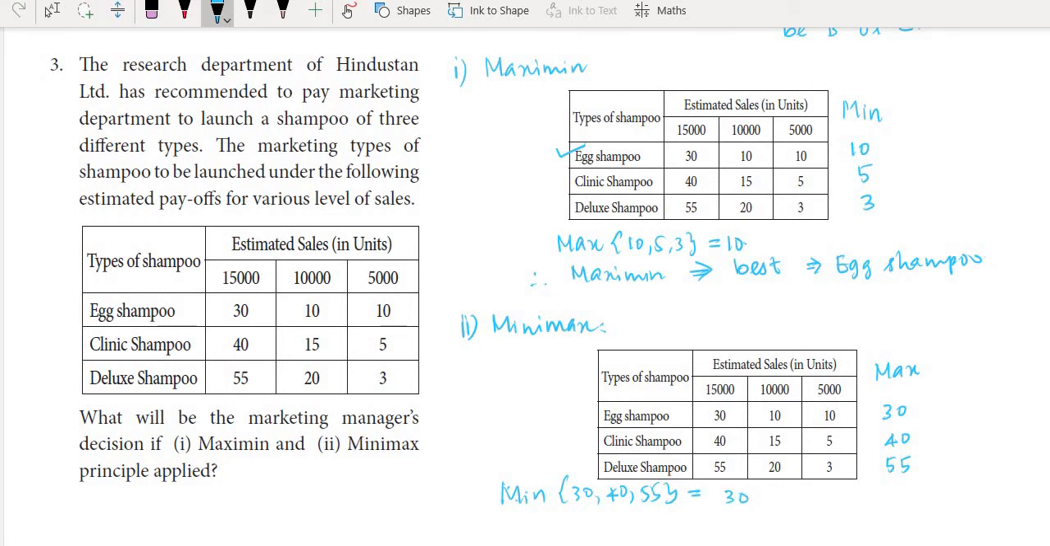So we have to take the maximum value for each shampoo. Among those maximum values, if we take the minimum, it is 30. Again it is egg shampoo. Therefore, according to minimax strategy, the best shampoo variety which can be manufactured is nothing but egg shampoo again. So we can recommend the marketing manager to choose egg shampoo rather than clinic and deluxe, so as to get the better payoff.